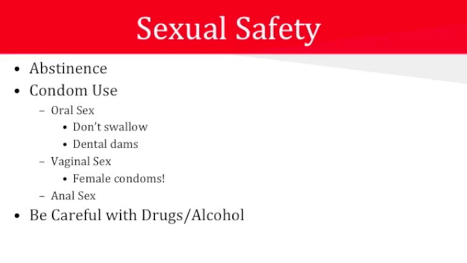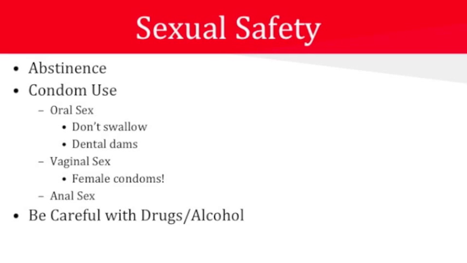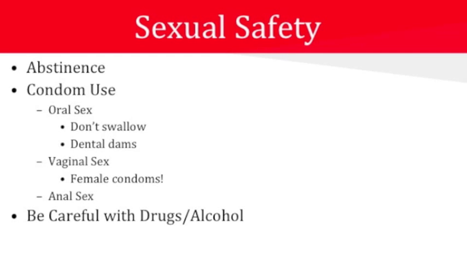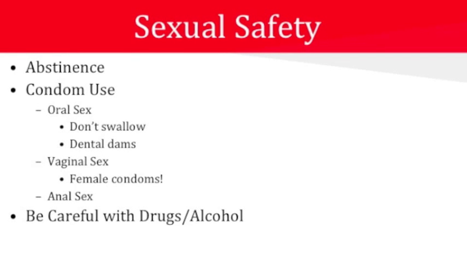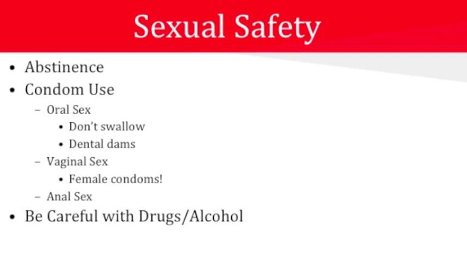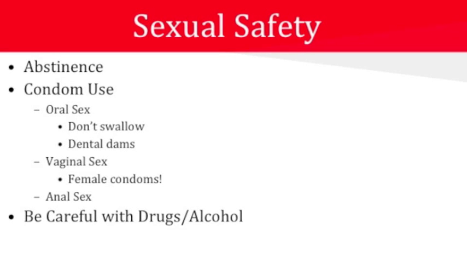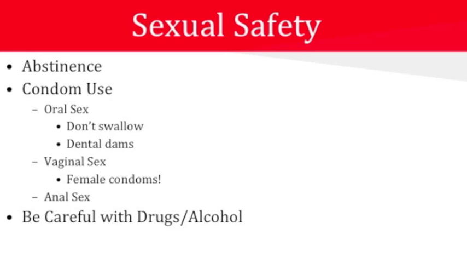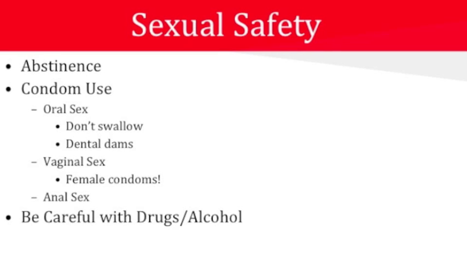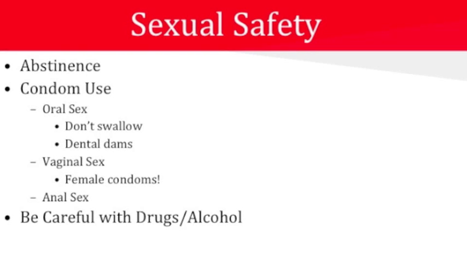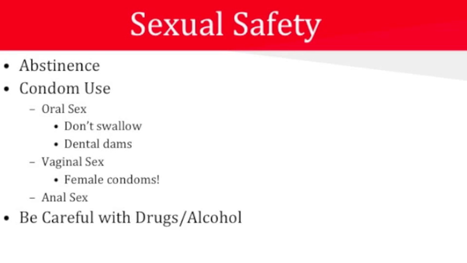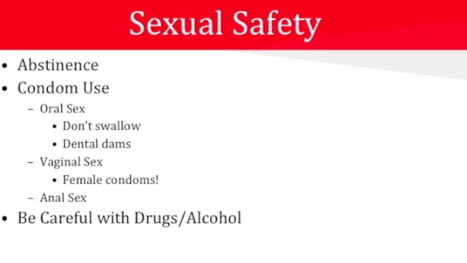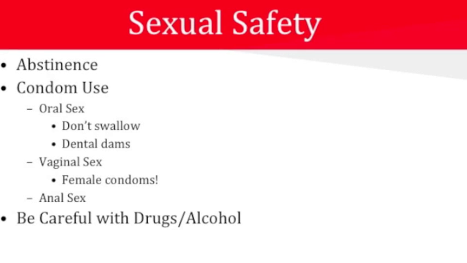When having vaginal sex, pregnancy is a risk, but so are STIs like HIV and chlamydia and gonorrhea, and so female and male condoms are both available to protect you. Anal sex is a very high-risk activity because the anal canal is very easily damaged by penetrative activity in both men and women. So it is highly recommended to always use a condom whenever you're having any anal sexual activity. Finally, be very careful when using drugs and alcohol because these can lead to risky and unsafe sexual activities.